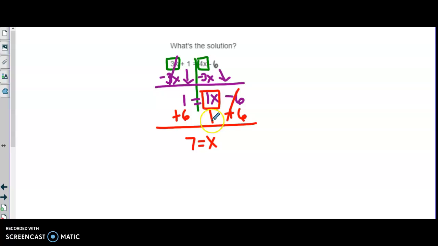Now notice when I brought this down, I didn't put the 1 there just because I don't want it. But if you want the 1 there, that's fine. It gives you the same answer. X equals 7 or 1x equals 7. They both mean the same thing.